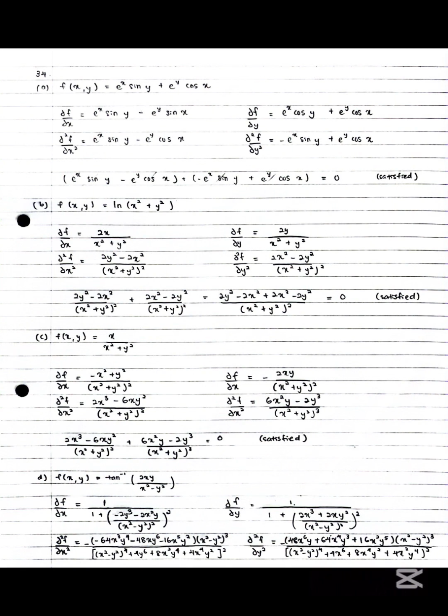For part B, the given function is f(x, y) = ln(x² + y²). So we need to differentiate the function with respect to x and differentiate twice with respect to x. The same goes for the function with respect to y, differentiating twice with respect to y. After that, we substitute the values into the Laplace equation, and still we get 0, and it is satisfied.